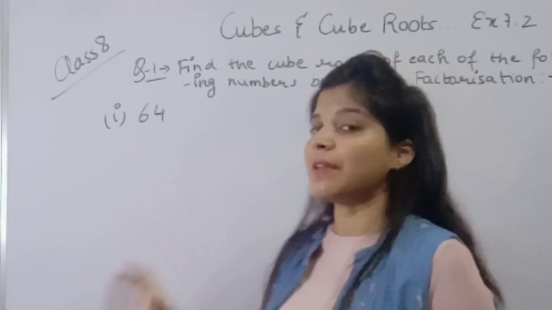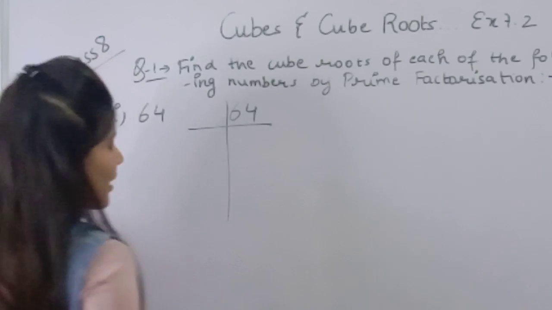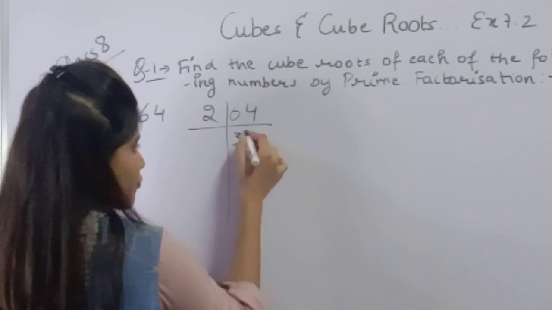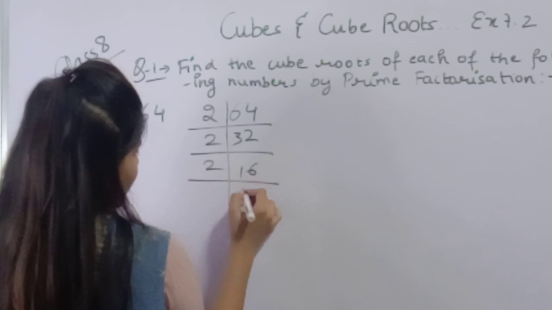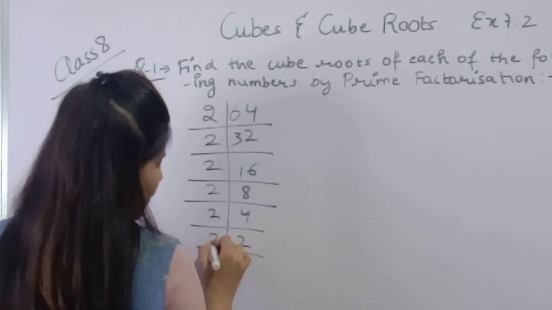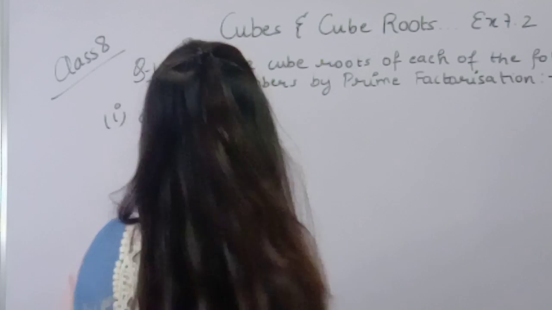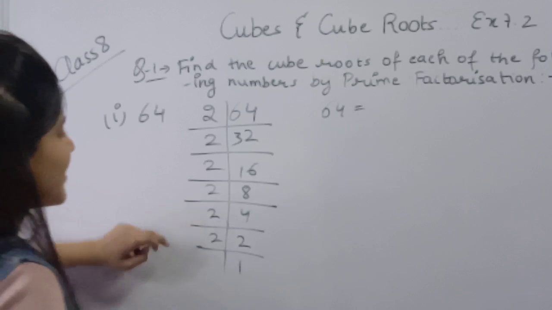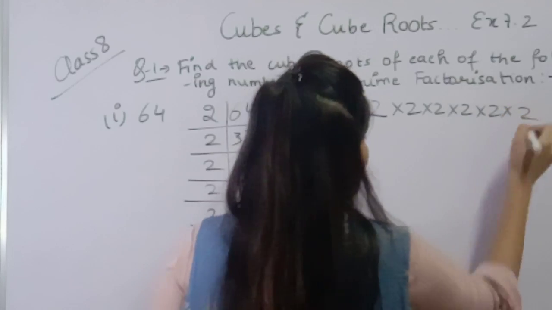Now for this we will prime factorize this number. As we all know, 64 is a multiple of 2. 2 3s are 6, 2 2s are 4, 2 1s are 2, 2 6s are 12, 2 8s are 16, 2 4s are 8, 2 2s are 4 and 2 1s are 2. So we got the factors of 64: 6 times 2, that is 2 into 2 into 2 into 2 into 2 into 2.